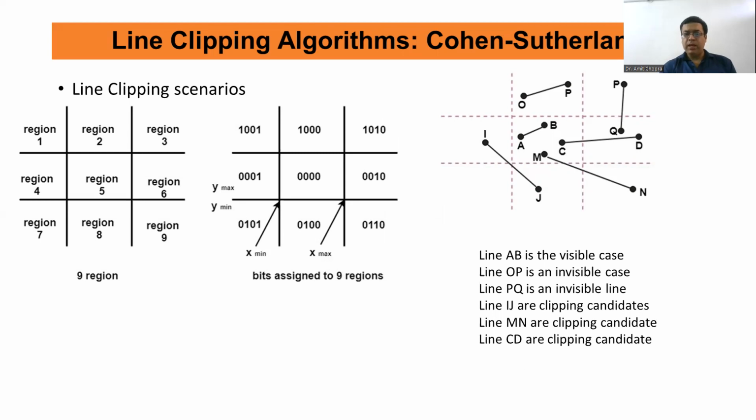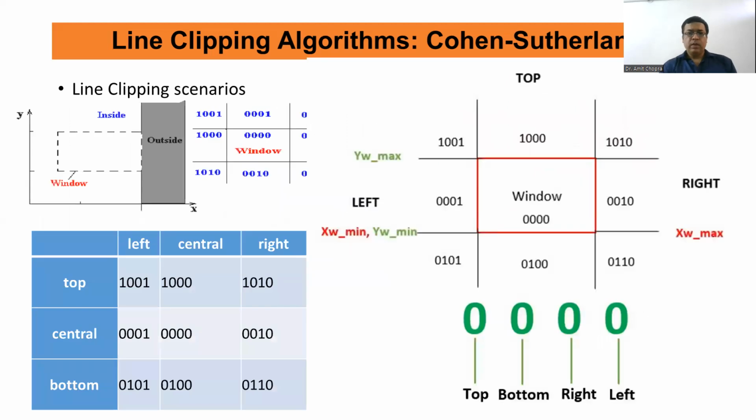Line AB is a visible case. Line OP is an invisible case. Line PQ is an invisible line. Line IJ is a clipping candidate because it is partially visible. And line MN is a clipping candidate and line CD is a clipping candidate. Now, we can see the regions like this.